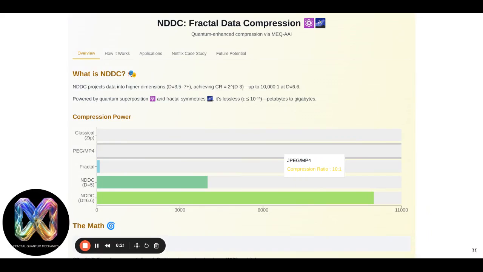It is truly lossless. Unlike traditional lossy compression, NDDC maintains reconstruction error below 10 to the power of negative 15 through quantum superposition. That preserves information within the higher dimensional projections. And really, the main competitive advantage of this over all traditional methods is the exponential scaling with dimension. That's the key differentiator. Traditional methods hit asymptotic limits around 100 to 1, while NDDC can theoretically achieve millions to 1 compression at higher D values.